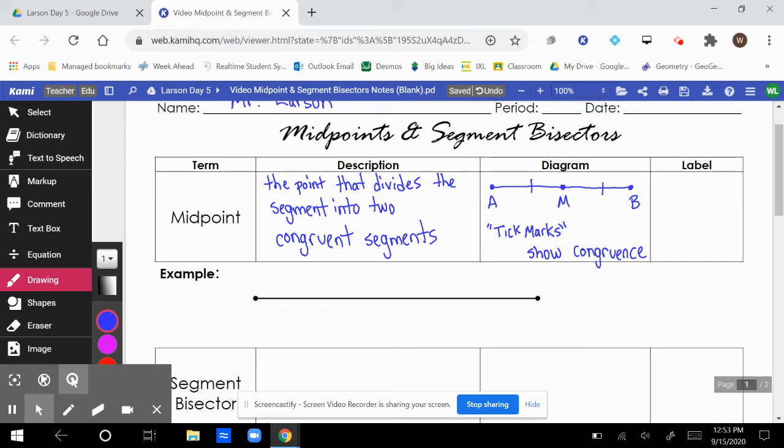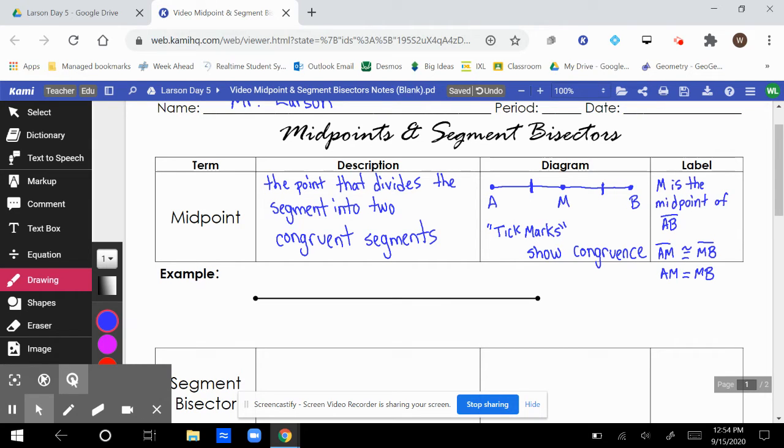Okay, the next thing I want to show you guys is these tick marks that you see are now drawn, one on segment AM and one on segment MB. Tick marks are used in geometry to show congruence. So when you are given a problem and you see tick marks like that, that's indicating to you that those segments are congruent or they are of equal length.